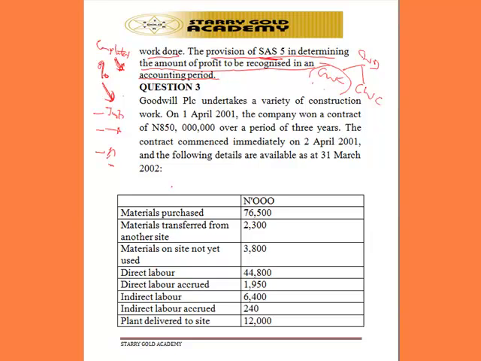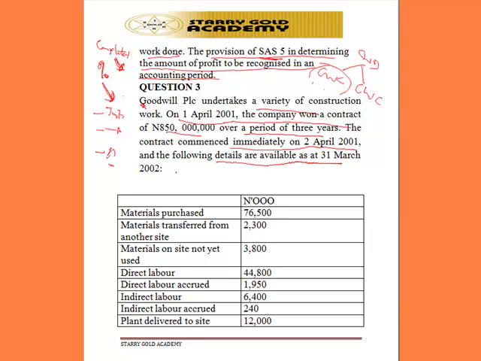Now let's look at this simple illustration. Goodwill PLC undertakes a variety of construction. On 1st April 2001, the company won a contract of 850 million naira over a period of 3 years. The contract commenced immediately on 2nd April 2001, and the following details are available as at 31st March 2002. That's a period of a year.